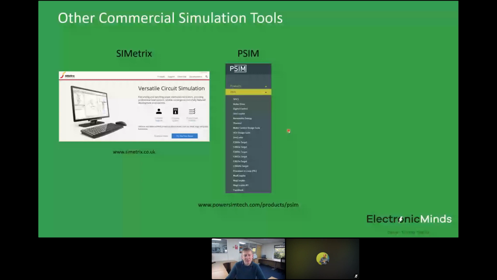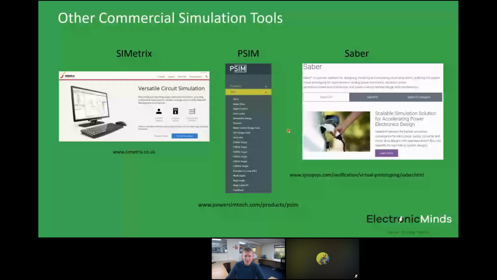The Saber tool has been around a long time, actually, and now I believe it's owned by Synopsys. I haven't seen that one being used quite so often as the other ones. Maybe it's a cost, I don't know, but it's worth taking a look at. Some of these systems incorporate PSpice engines as well as other things. So take a look at those if you're interested, because there's multiple options out there for simulation now.